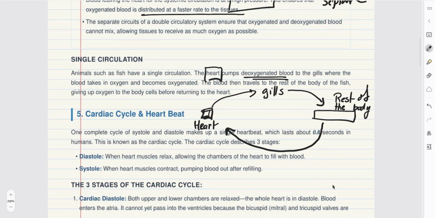Why is it less efficient? Because the blood needs to be pumped at high pressure over here, because it has to go to all parts of the body, right? So in the gills, it does not stay for a long period of time, right? And so we cannot say that it becomes as well oxygenated as in humans, right? Also, the tissues are receiving as much oxygen as possible, but this level of oxygen is lower compared to our body, right?